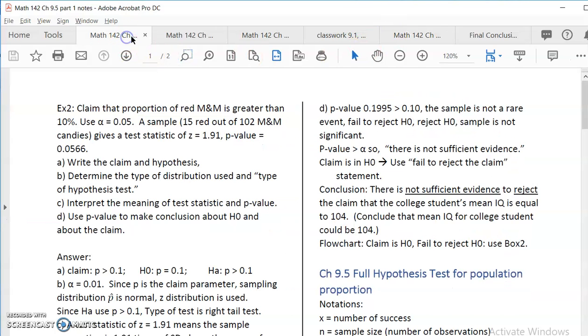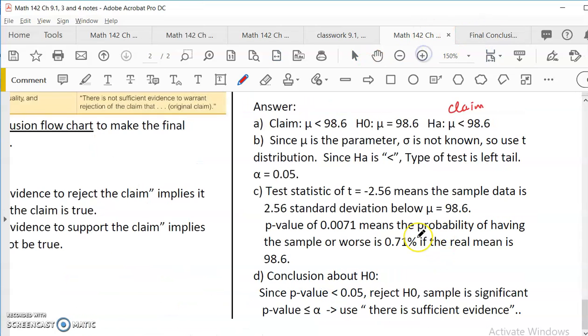The second example. Oh, I didn't do an example about the claim, right? So I think I missed the example about the claim. So what should the claim be? Because I have a low p-value and then the claim is x0. So the conclusion about the claim would be what? There is sufficient evidence to support the claim.